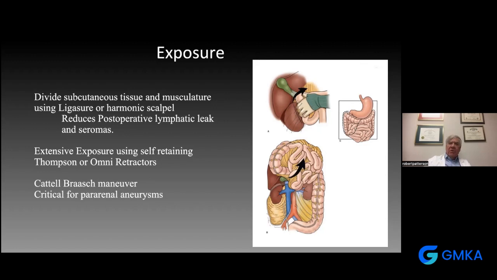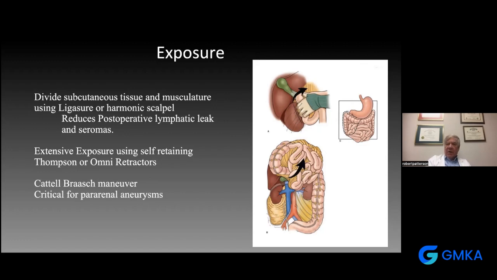The exposure needs to be extensive. You don't want to be in the unfortunate situation of having exposed part of the aorta, put it on your clamps, and then find that you really aren't in healthy enough aorta to sew to, and you need more proximal control, and you haven't established it already. So very extensive exposure is important.